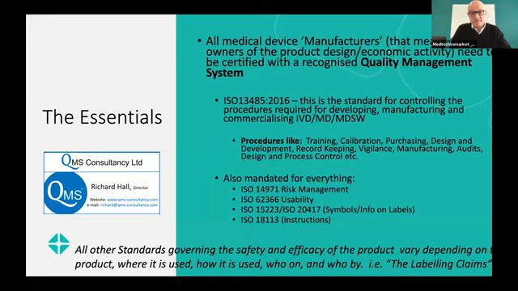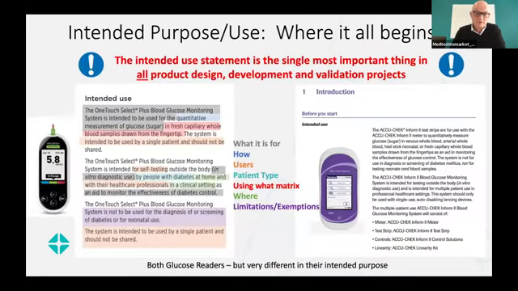Everything else, and there are hundreds of standards, all other standards that govern the safety and efficacy of the product, they vary depending on the product, where it is used, how it's used, and who by. Collectively, we just call that the labeling claims. So this is where you have to provide evidence against the standards. And now I'm going to talk you through how you identify where those come from.